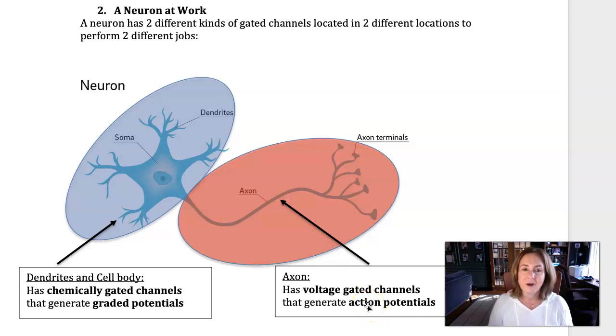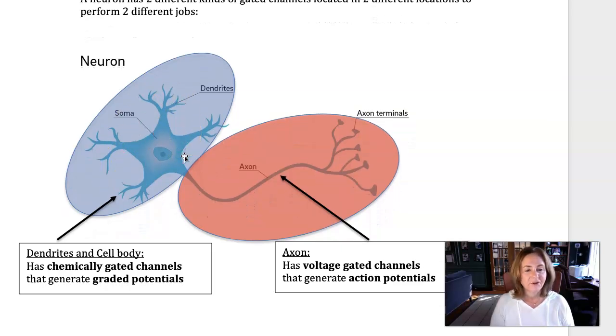I hope this diagram helps you to see that the neurons are going to do two different things in two different ways. We're going to receive incoming information through these chemically gated channels that generate graded potentials. Those graded potentials diffuse down to the axon, where you could trip open a voltage-gated channel. And if you do, that will generate an action potential. The voltage-gated channels are only located on the axon down to the axon terminals. The chemically gated channels are only located on the dendrites and the cell body.